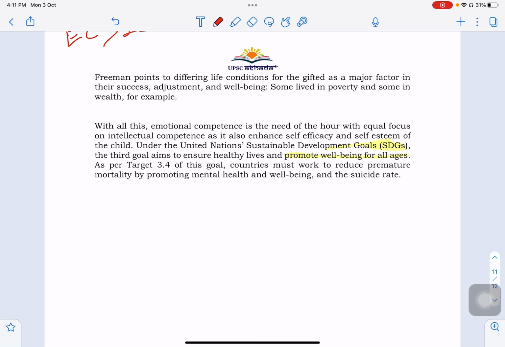So with those, we said that emotional competency is important and the need of the hour, and we should focus on it. But we can also add a line that intellectual competence is also necessary, not that we should neglect it fully. It enhances the self-efficacy and self-esteem of the child. So we should also focus on it, but equally with emotional competence. And to end with, the SDGs' prime target is to promote well-being of all ages. So in order to promote well-being, emotional competence is a must. So that's all for this question.